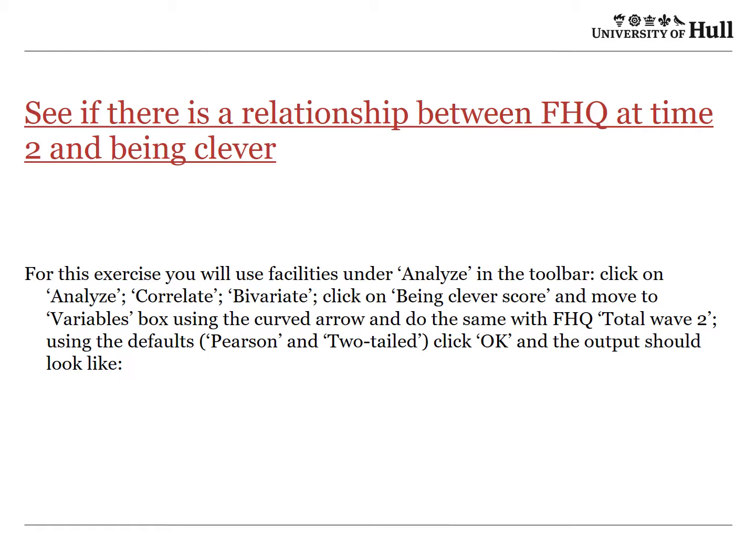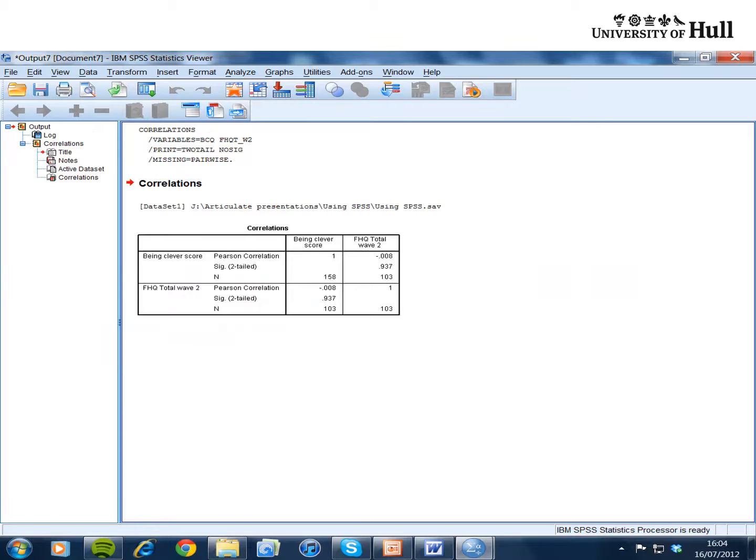Next, let's look and see if there's a relationship between FHQ at time 2 and being clever. For this exercise, you will again use facilities under Analyse in the toolbar. Click on Analyse, then on Correlate, then on Bivariate. Click on Being Clever Score and move to the Variables box using the curved arrow, and do the same with FHQ Total Wave 2, using the defaults Pearson and two-tailed. Click OK, and the output should look like this. So let's run through that and see if we get that, and then look and see what it means.